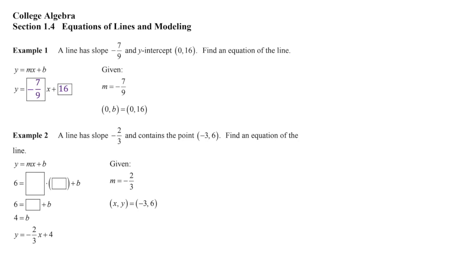This will give us then 6 is equal to -2/3 times our x value of -3 plus b. We're now able to solve for b. We'll simplify by multiplying -2/3 times -3, which is +2, and then subtract 2 from both sides so that b is 4. For a final equation using our slope and our newly found y-intercept, y equals -2/3 x plus 4.